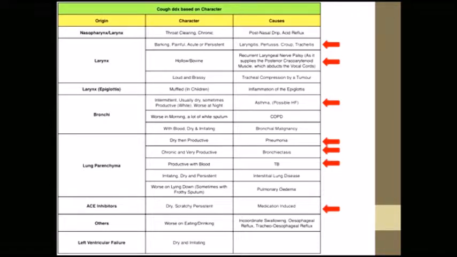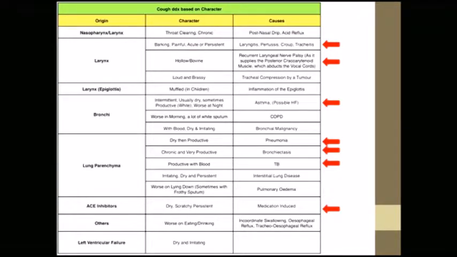So you need to differentiate between a barking cough and a hollow bovine cough. So hollow bovine cough, recurrent laryngeal nerve problem. So basically, your vocal cords are denervated, and therefore your cough sounds hollow and bovine. Croup and pertussis present with barking cough, usually seen in younger patients. Asthma-wise, it's usually a dry cough, sometimes productive, and the key word here is worse at night. So you see, worse at night equals asthma.